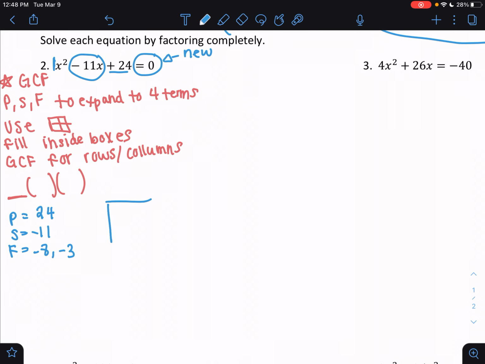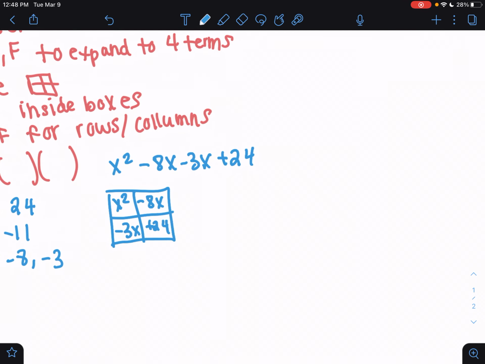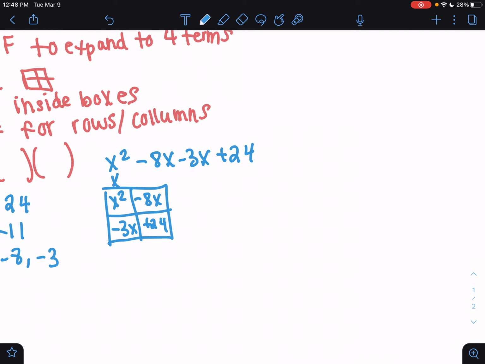Now we use our box. If you need to write it out into 4 terms, you can. That would be x squared minus 8x minus 3x plus 24. Or if you just know that your new factors, your terms, are going to go there, you can just go right to that step. And then you pull out the greatest common factor between the rows and the columns. So we're going to have x minus 8 and x minus 3.